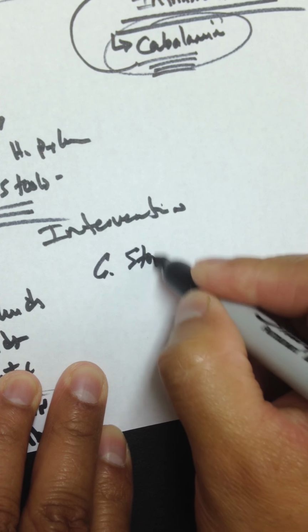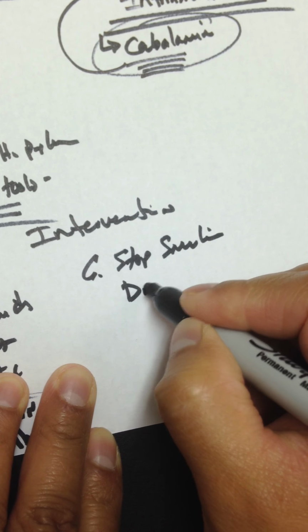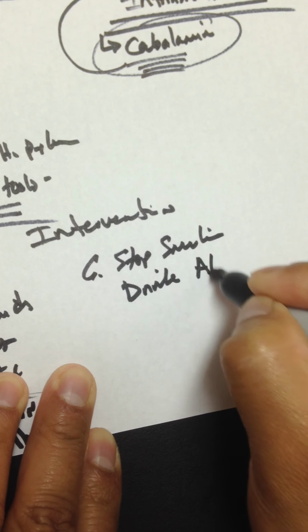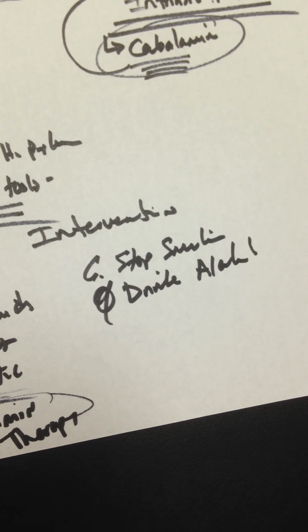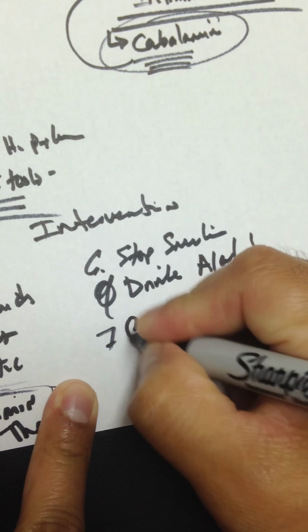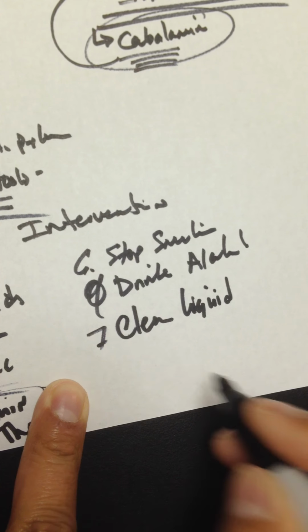Number 6, you'll tell them to stop smoking if they smoke, stop drinking if they drink alcohol. You tell them to avoid coffee, avoid caffeinated beverages, avoid tomatoes, because again, all of these things irritate the stomach, so you want to let the stomach rest a little bit. So you may also put them on a clear liquid diet, and again, this will be up to the physician.